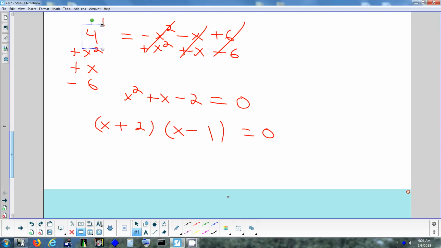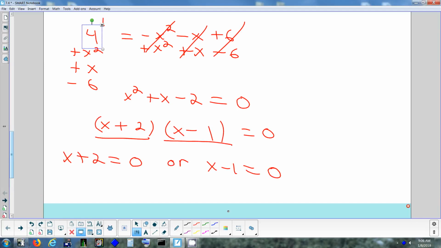Right, you set them equal to 0, because you have something times something giving you 0. The only way you can multiply two things together and get 0 is if either this must equal 0 or that equals 0. And we're going to get two answers. So we get negative 2 or 1.